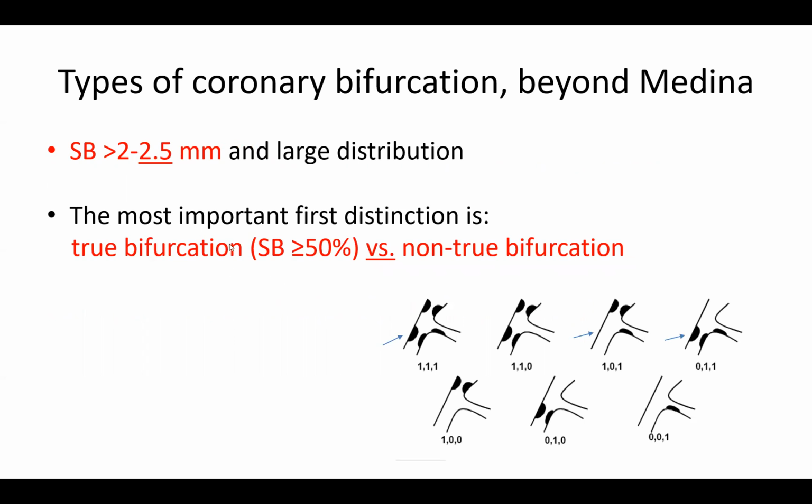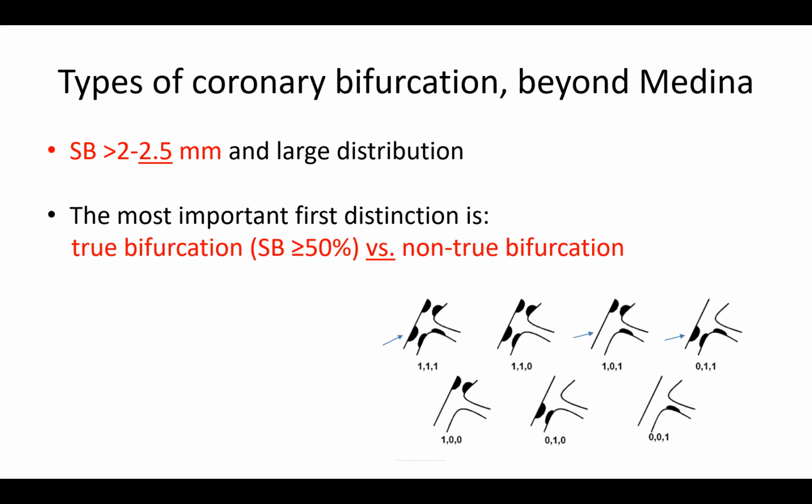So throughout this talk, I will be mainly talking about large side branch. And by large, I mean more than 2 to 2.5 millimeter with a large distribution. Most modern or overwhelming amount of modern trials used 2.5 millimeter as a cutoff. And this is what we should probably focus on as far as caliber of the side branch.